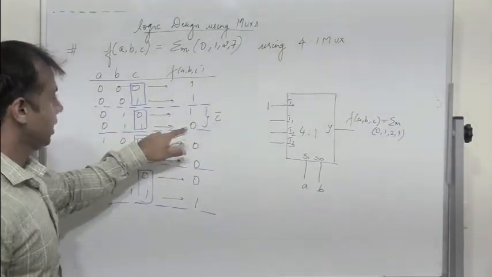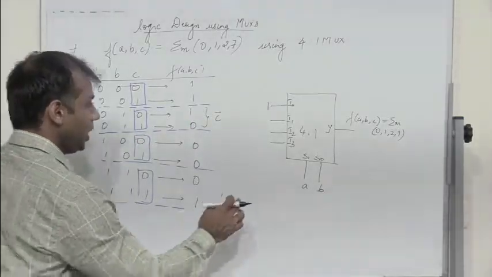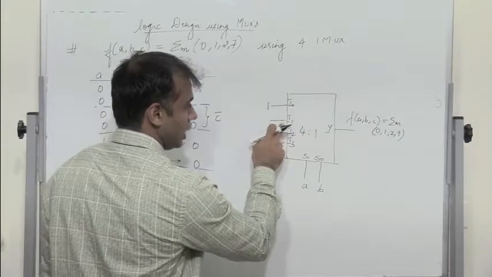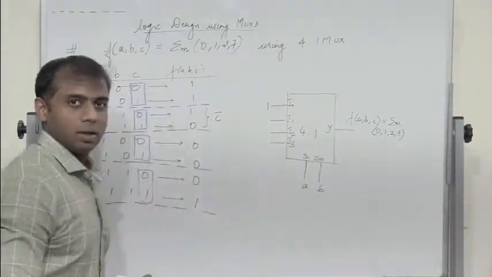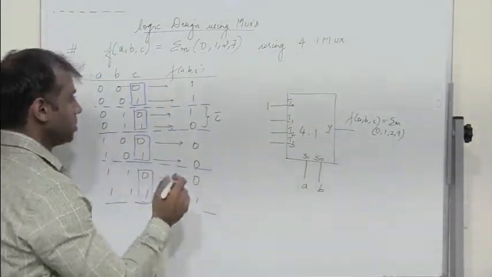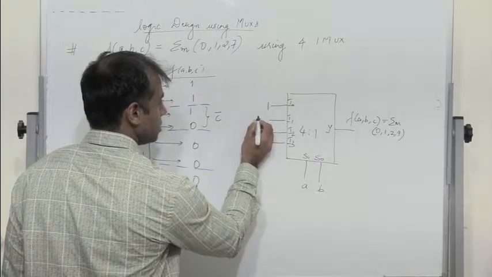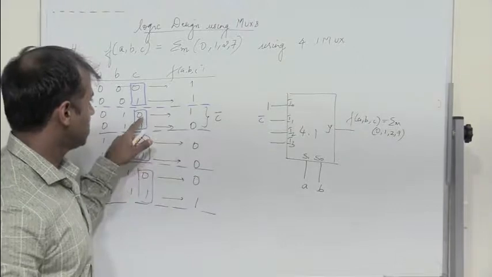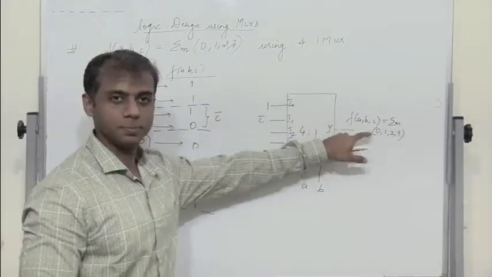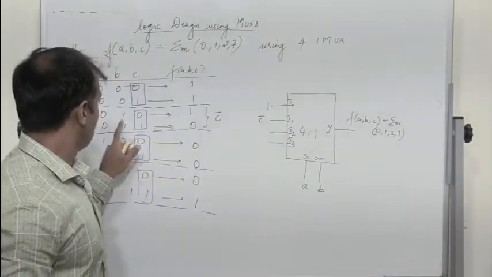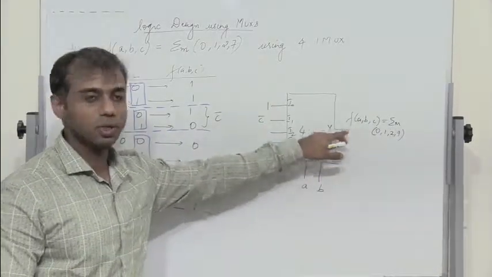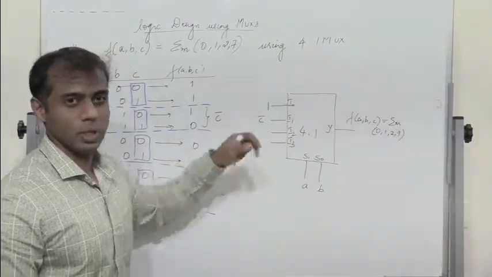When C is 1, I get 0. So when AB is 0, 1, whatever appears at I1 is available at the output. So therefore, I have C bar. I need C bar here. When AB is 0, 1, and when C is 0, I get a 1. And when AB is 0, 1, when C is 1, I get a 0. So connect the complement of C to I1.